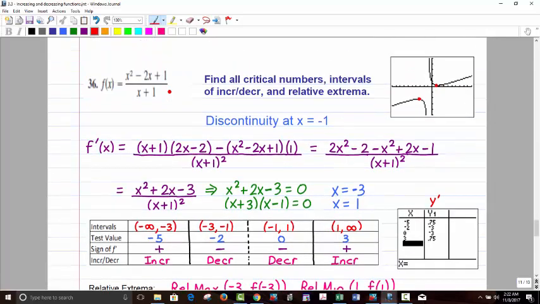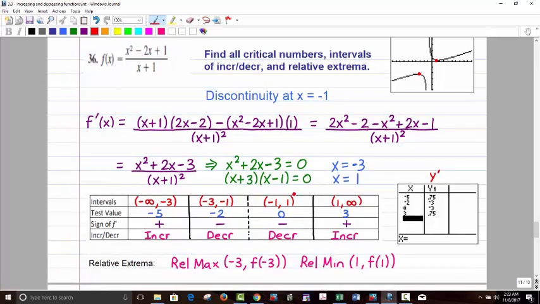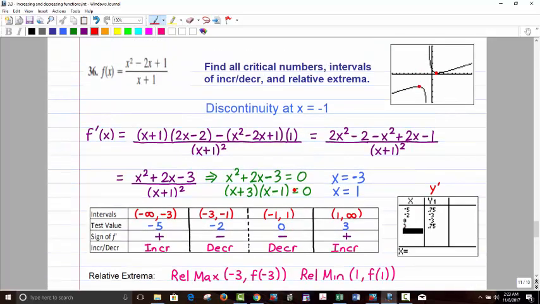I could do 1 real quick. I won't worry about -3. So 1 minus 2 plus 1. Oh, it's actually 0. Okay, so it'd be 0 over 2. So that relative min would be at the point (1, 0). Oh, and there it is right there, hitting the x-axis.